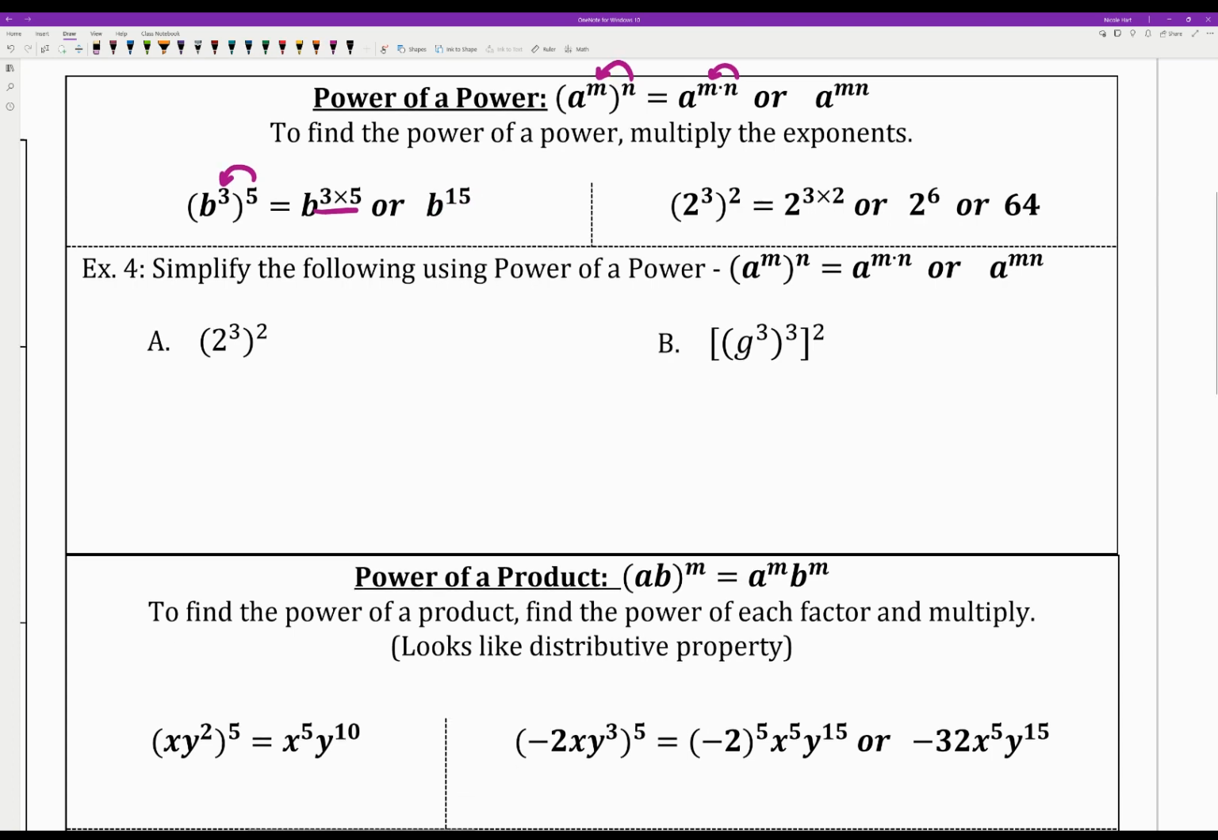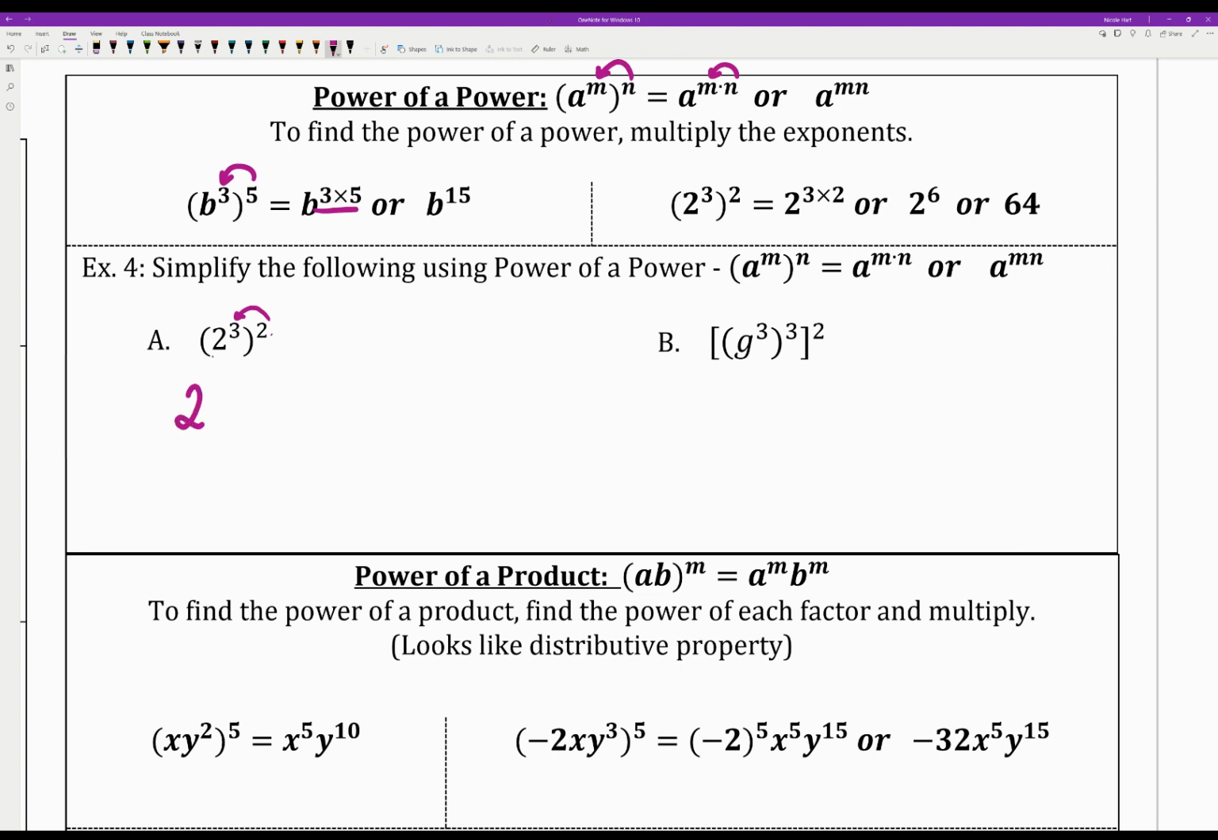So if we look at the examples just below that, I have 2 to the power of 3 inside of parentheses and a 2 on the outside. So that 2 is going to get multiplied inside to the exponent of 3. So that's 2 with 3 times 2 at the top. 3 times 2 is 6, so 2 to the power of 6.